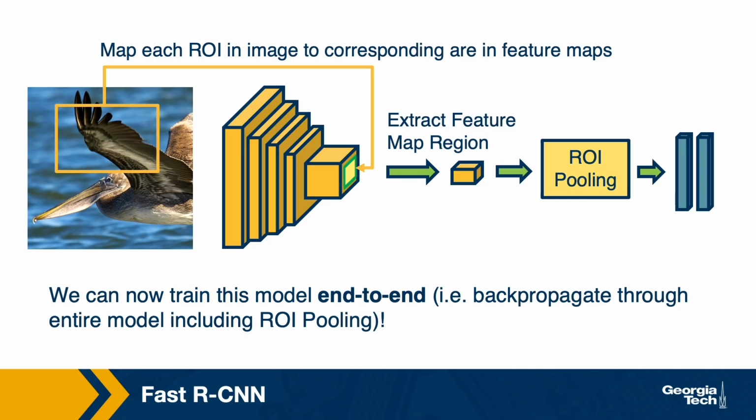And again, because we can backpropagate through the ROI pooling as well as all parts of this process, we can actually just optimize the entire thing. We can backpropagate all the way to the features and optimize them as well. And so this is called the fast RCNN algorithm.